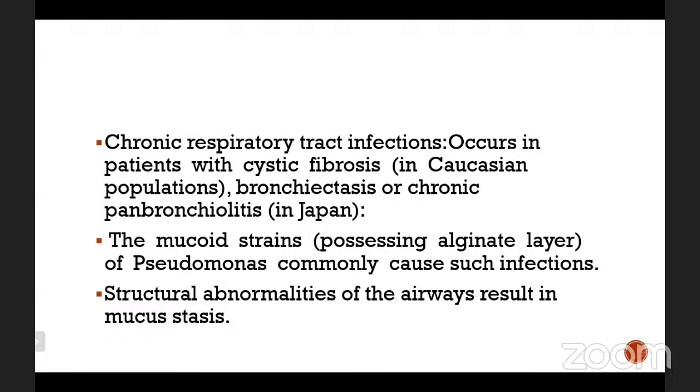Bronchiectasis or chronic diffuse panbronchiolitis, which is seen mainly in Japan. Mucoid strains, possessing an alginate layer, will commonly cause infection. Some structural abnormalities of the airway tract will result in mucostasis.